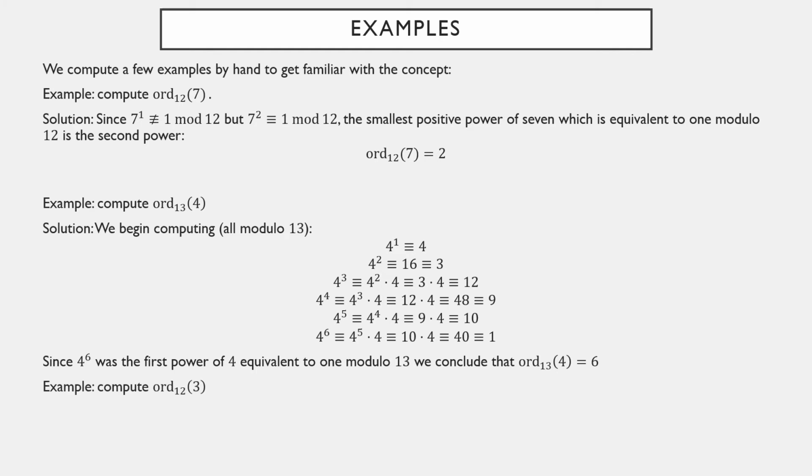Compute the order mod 12 of 3. Well, 3 and 12 aren't even relatively prime, so this order isn't defined. It doesn't even exist. If you compute powers of 3 modulo 12, none of them will ever be equivalent to 1.